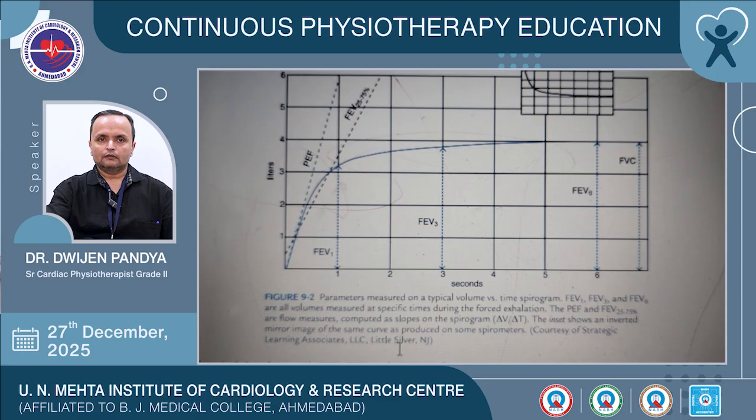Again, one more diagram which is depicting the slope. So these are the parameters measured on a typical volume versus time spirogram. The FEV1, the FEV3, FEV6 and all the volumes measured at specific times during the forced exhalation. So the peak expiratory flow is computed as slopes on the spirogram.